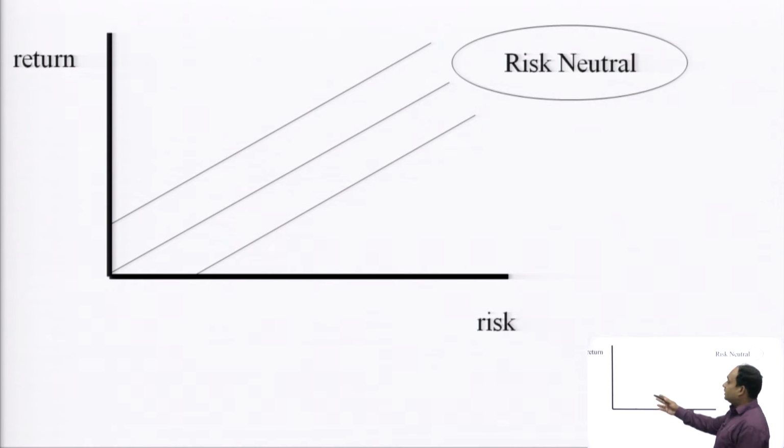Whereas these are the risk neutral investors. They are neutral about risk and return. Whatever risk and return they are getting, they are neutral with that. They do not know what to do with the investment. They simply have a large amount of money and want to make an investment. They are the risk neutral investors.